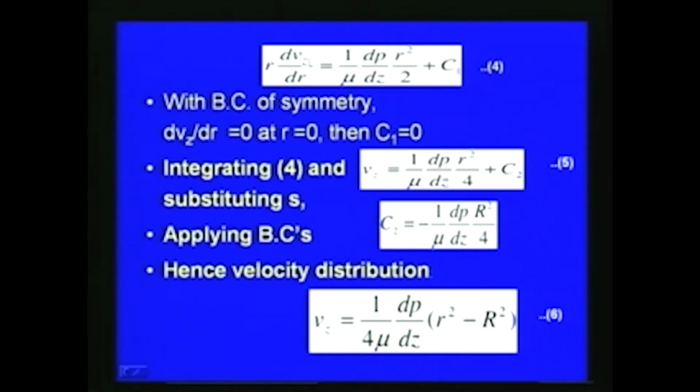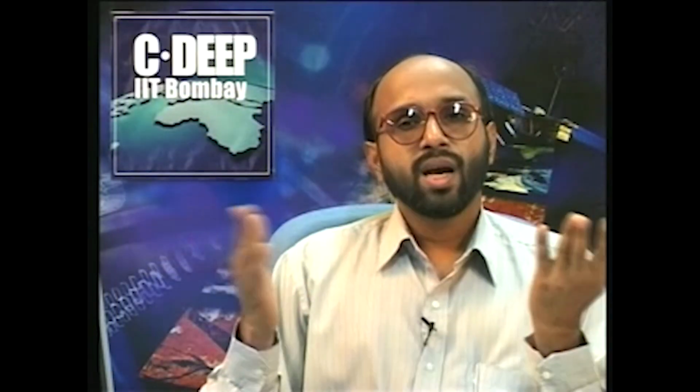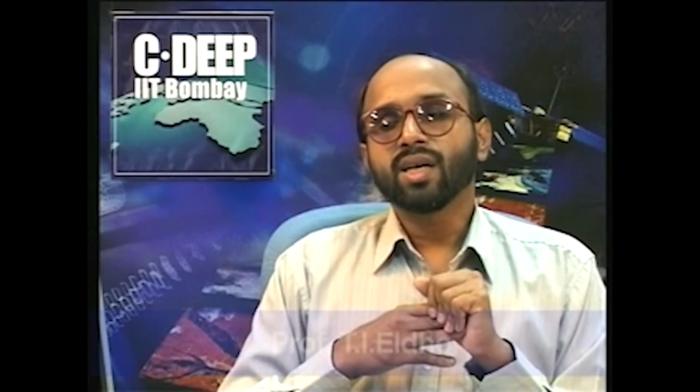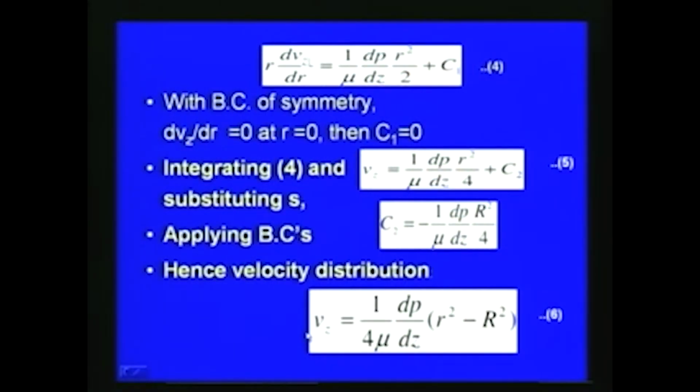So, this expression, equation 6, gives the velocity distribution at various locations. Small r is the distance from the center line. So, at various locations we can substitute and get the velocity distribution as Vz is equal to 1 by 4 mu dP by dz into (r square minus capital R square), where capital R is the radius of the pipe. So, like this we can derive the velocity distribution as far as the pipe flow is concerned.